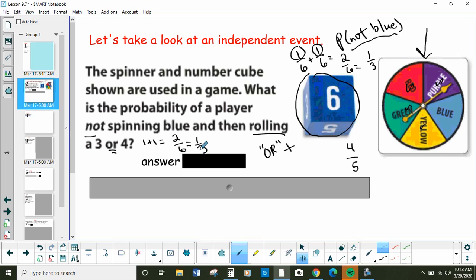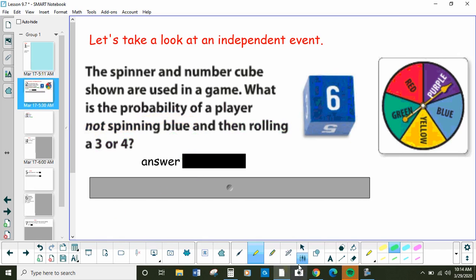Okay, so let's back up. Let's start from the beginning again. What's the probability of not spinning blue? 4/5. What's the probability of rolling a 3 or a 4? Well, since there's two of them, 2/6, which reduces to 1/3. So we have two probabilities, right? We have the first one, not spinning a blue, is 4/5. Second probability, rolling a 3 or a 4, which is 2 out of 6, which reduces to 1/3, right?